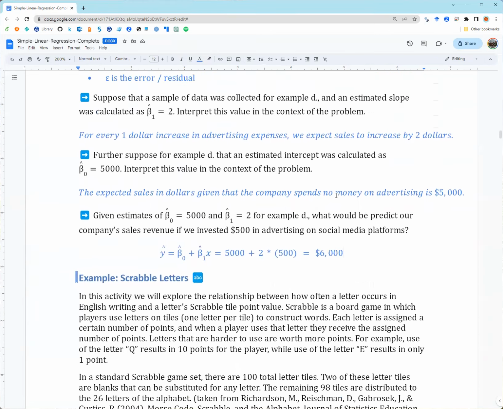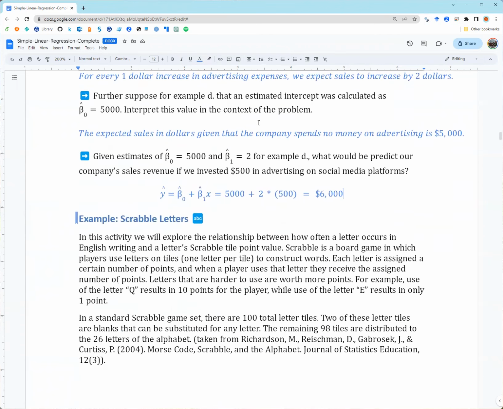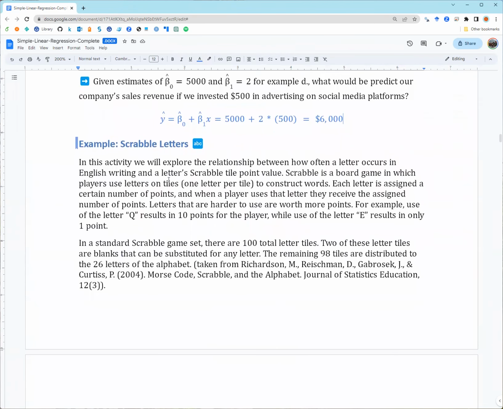All right. So that's a little bit of a quick introduction to simple linear regression with some examples. Let's really take a detailed look at a real data set and some output that was obtained using R to fit a simple linear regression model. We're going to be looking at a real data set here that's kind of interesting. It's on Scrabble letters. For those not familiar, maybe do a quick Google search of the game Scrabble to brush up on it here.